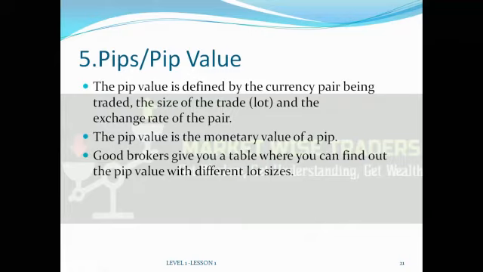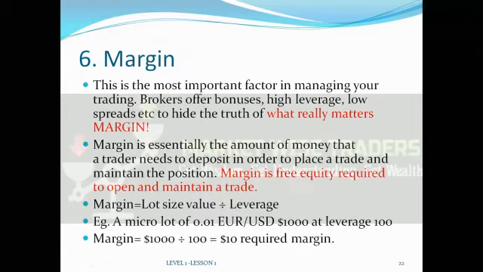You understand? If you're trading a micro lot 0.01, that can be $5. If you're trading a mini lot, that should be 0.1, that can be $50. If you're trading a standard lot, that can be $500. Okay. So good brokers, this is a good way of seeing a good broker. They give you a table where you can find out the value of the pip and the different lot sizes. Okay, we'll look at that. It's a very handy tool.